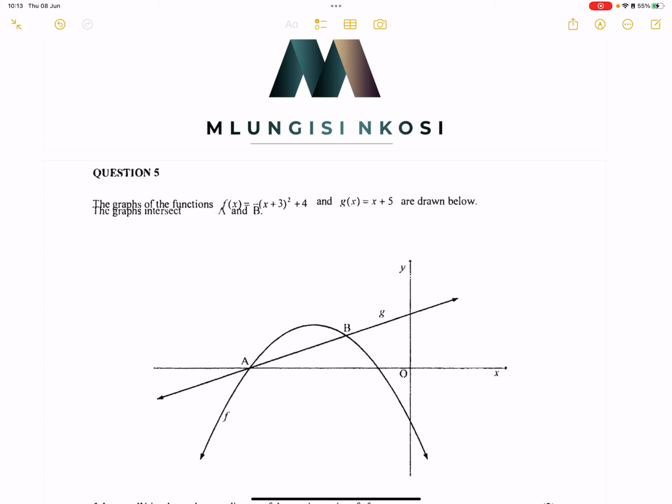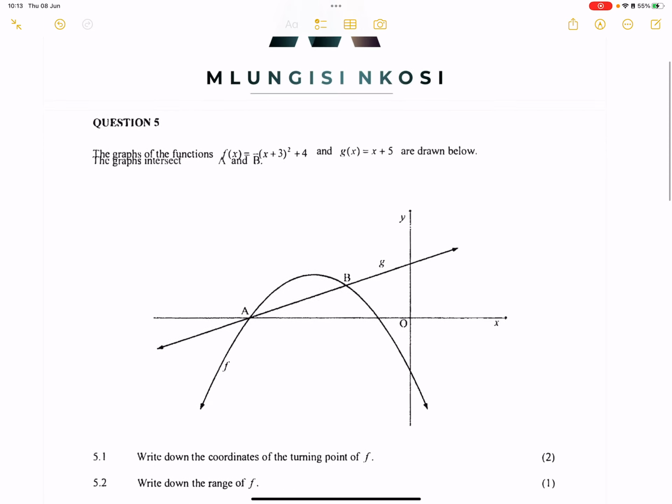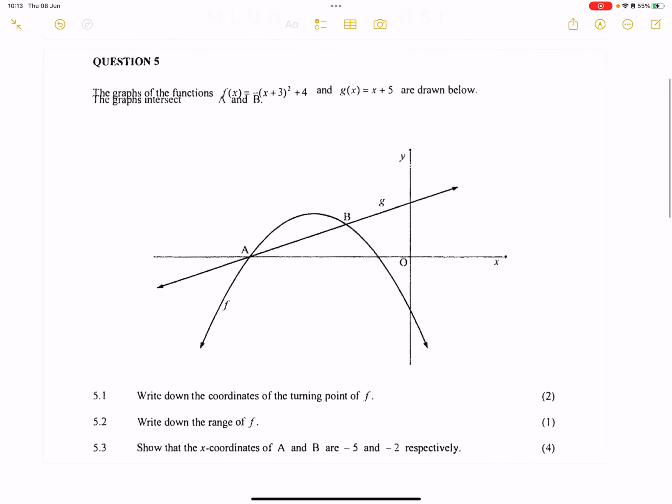All right, so let's get into functions, right? So I'd like to first apologize for the poor visibility of this question paper. All right, it has been scanned, but I'm sure that you can actually just pick up what is happening. Right, so let's get into it.